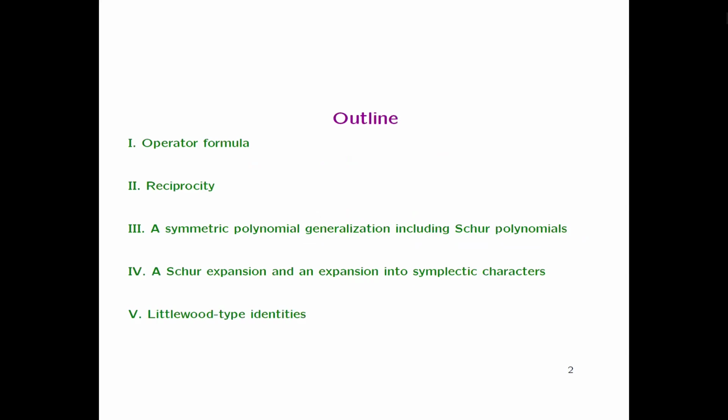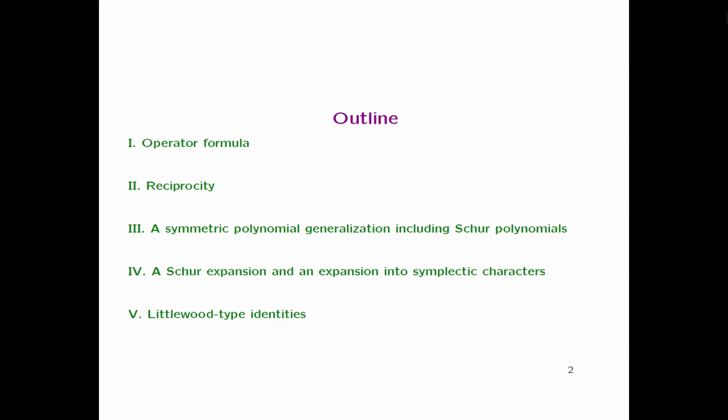So that's the plan. I did not expect that Christian would talk about the operator formula also, so you would get a long introduction into the operator formula. And then I chose a few topics. I chose reciprocity, which was one of the first results I had together with Lucas.